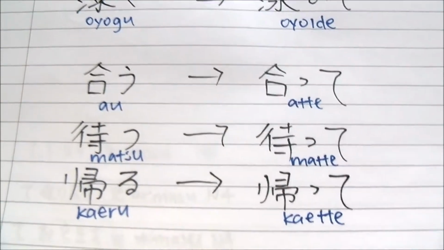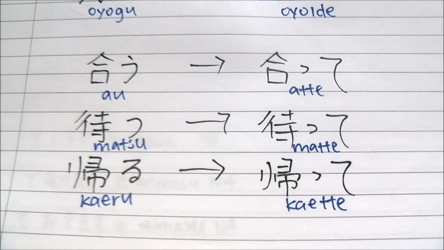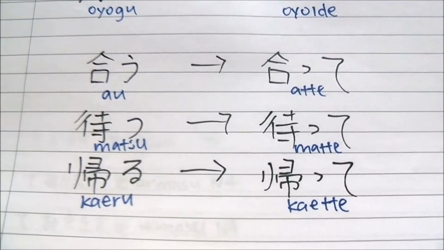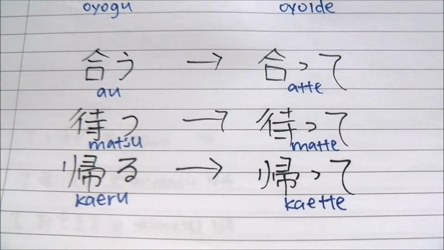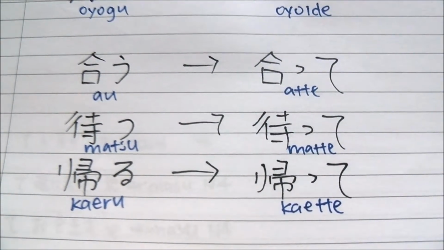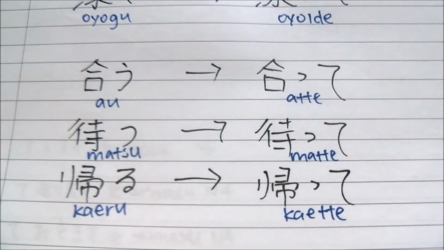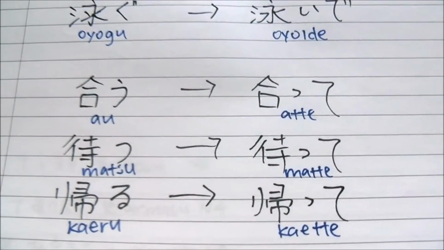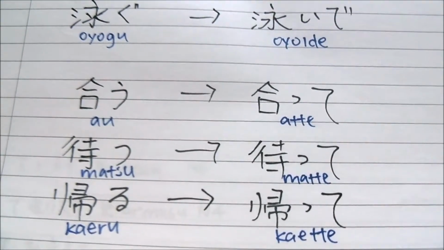The next one is au. Anything that ends with u will be tte, so au becomes atte. Matsu, those ending with tsu, will become matte. Kaeru becomes kaette. Of course this is only for group 1 verbs, not for group 2 verbs. So you can group these 3 together. Just remember u, tsu, ru.